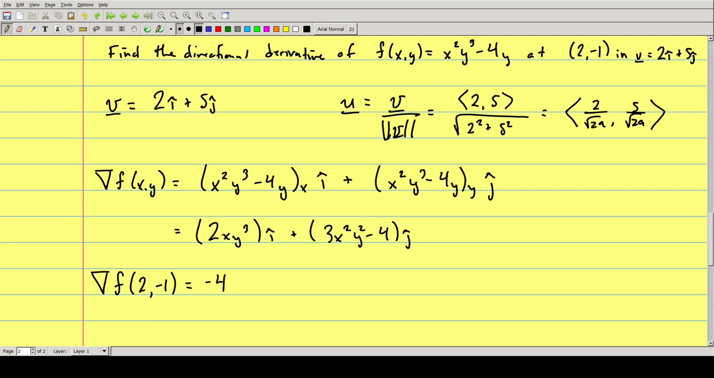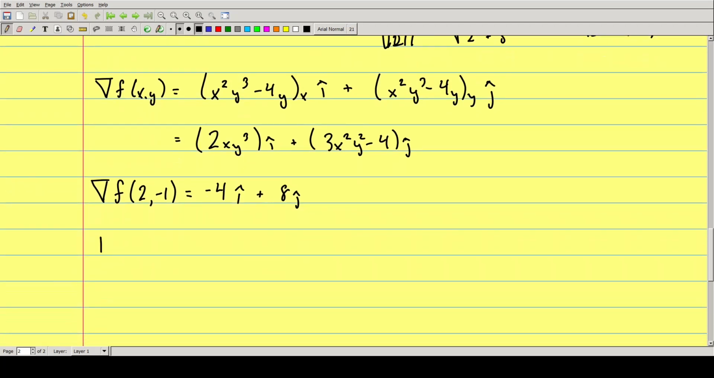Evaluating f partial x at (2, -1) gives us -4. And then we need to evaluate the other expression at (2, -1). We get 3 times 2 squared, so that's 12, times -1 squared, which is 12, minus 4 is 8. Okay.